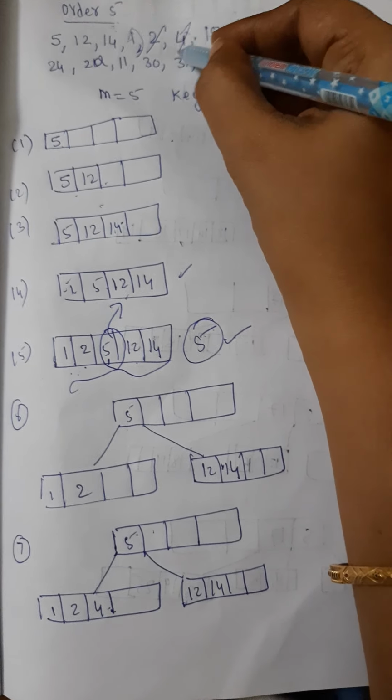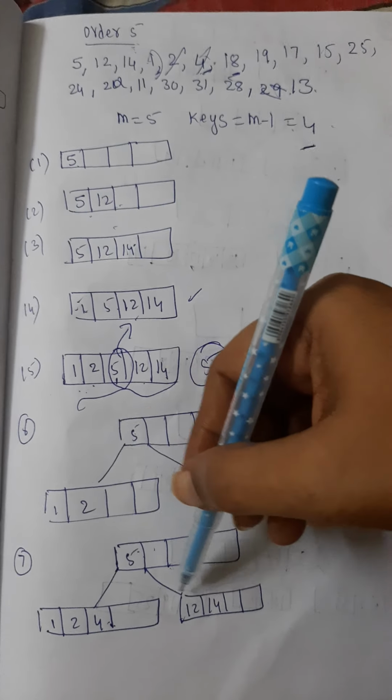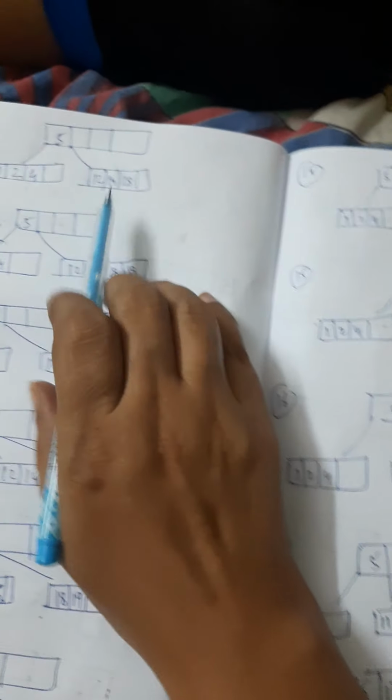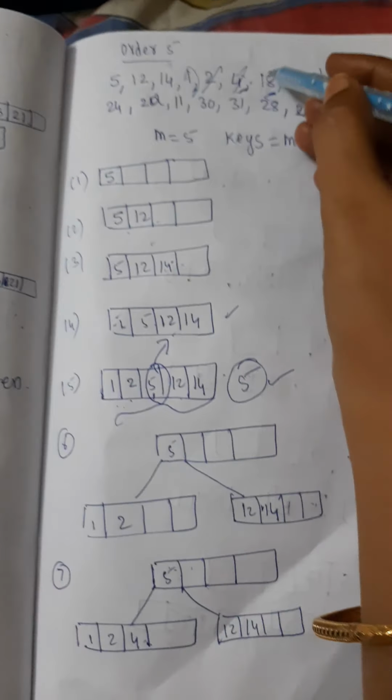This 4 we have completed. Now next, 18. So 18 is greater than 5. Since 18 is greater than 5, it will come to the right child. So 18 is coming to the right child. Now 18 we have done.